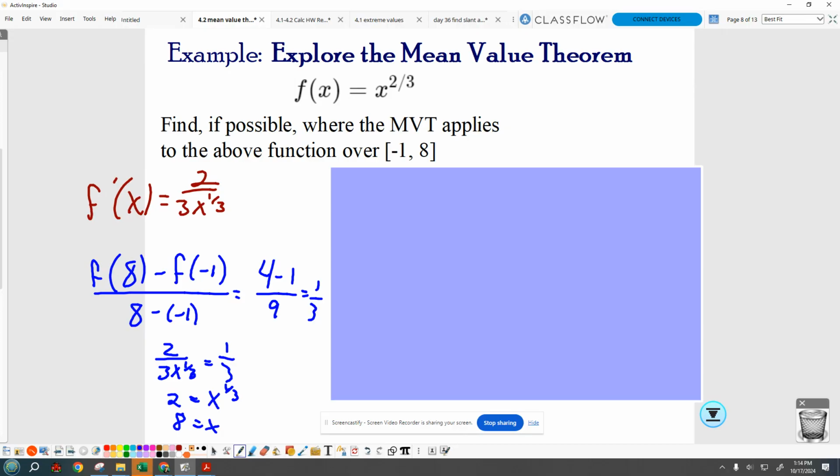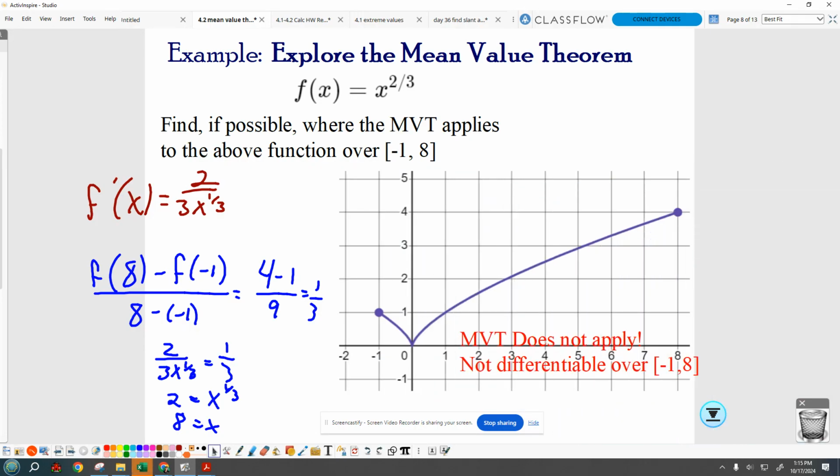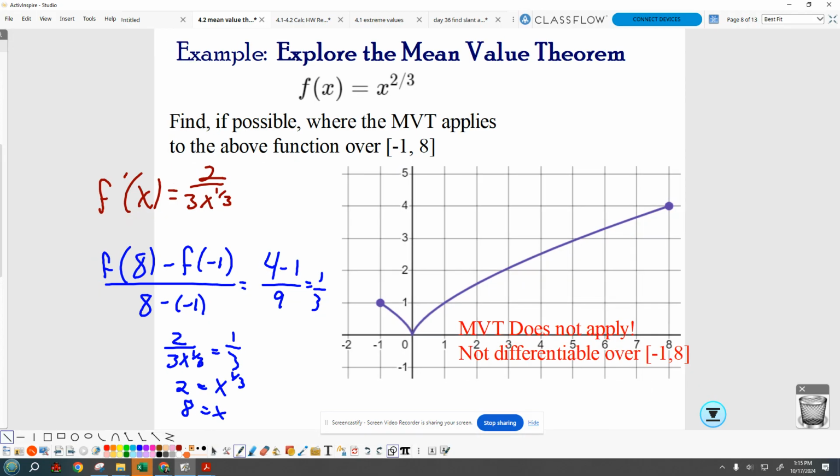This may or may not be right, because Nico, what's the issue going on here? The mean value theorem doesn't apply. Okay, guys, mean value theorem says, I guarantee you there will be a place that the average equals the instant, if it's continuous over the closed interval. It is continuous, but it doesn't apply because it's not differentiable over the whole interval.